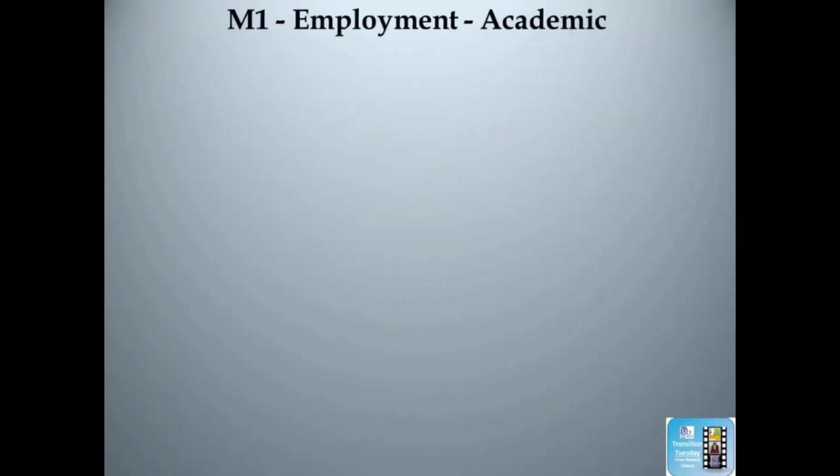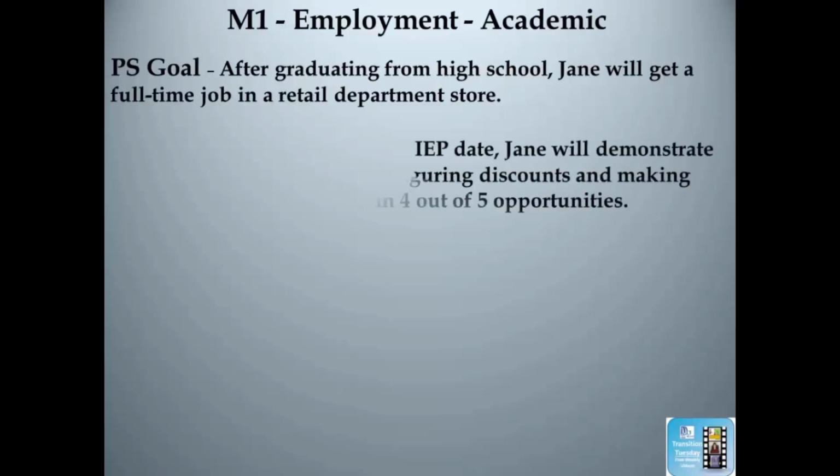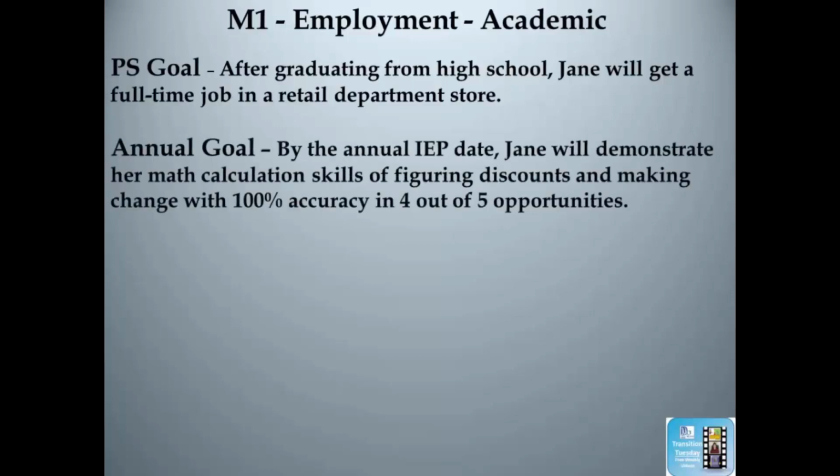The first example is an academic annual transition goal that focuses on helping the student meet their employment post-secondary goal. Their post-secondary goal is, after graduating from high school, Jane will get a full-time job in a retail department store. The annual transition goal for this student is, by the annual IEP date, Jane will demonstrate her math calculation skills of figuring discounts and making change with 100% accuracy in 4 out of 5 opportunities.